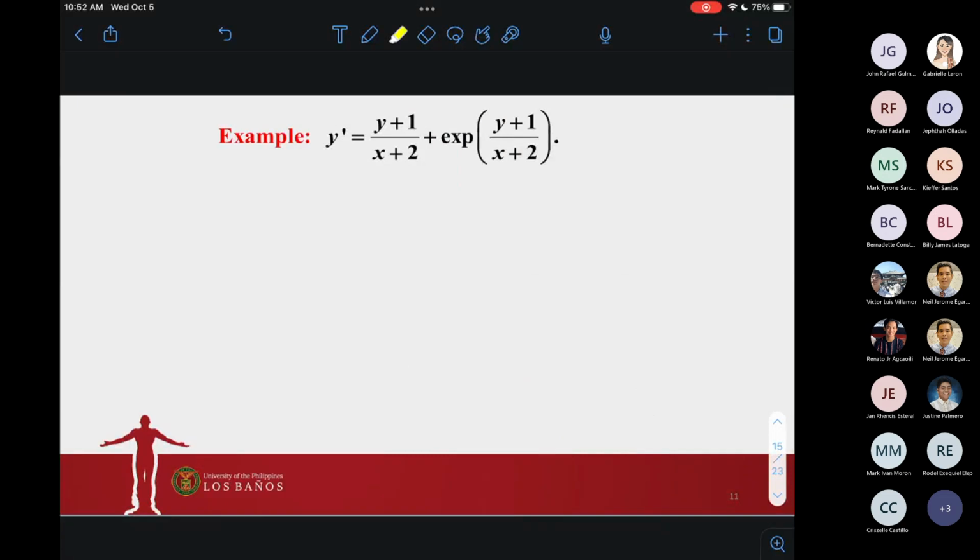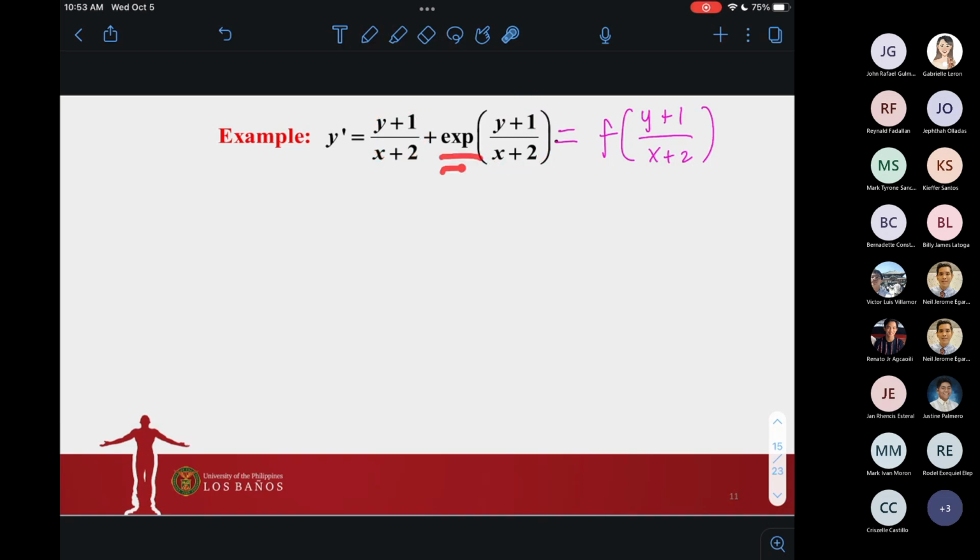Okay, let's try this one. As an exercise, you can try to show that this is not homogeneous, all right, or the components of this ODE are not homogeneous. So kailangan ko muna siyang i-transform for it to become homogeneous, right? So you can think of it as y prime equals f of y plus 1 over x plus 2. Right? Kasi ang mga variables na nakikita natin lagi dito ay y plus 1 over x plus 2. So kaya ang function f natin ay this guy plus exponential of something.